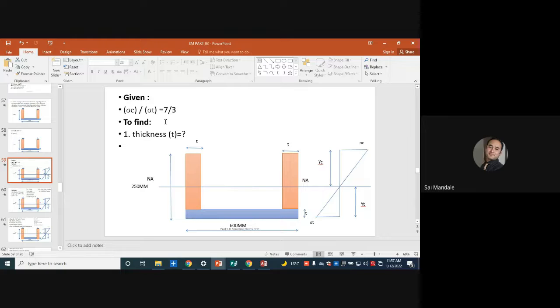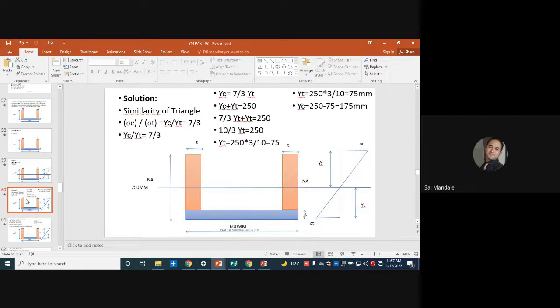Hello, am I audible to you? 7 by 3. 7 by 3, simple. It's good. So we have to apply similarity of triangles. Sigma C upon sigma T is equal to YC upon YT is equal to 7 by 3. So simply we can say YC upon YT is nothing but 7 by 3. Okay, so we have the values of YC and YT from the NA, one is YC, one is YT.